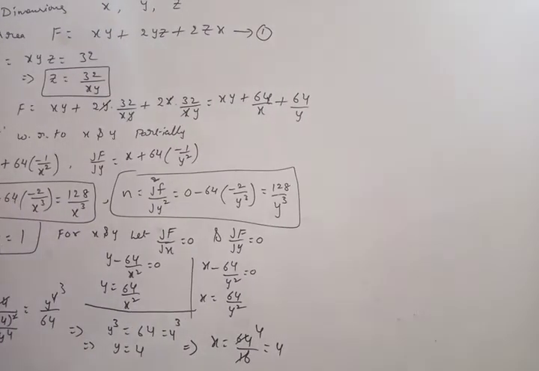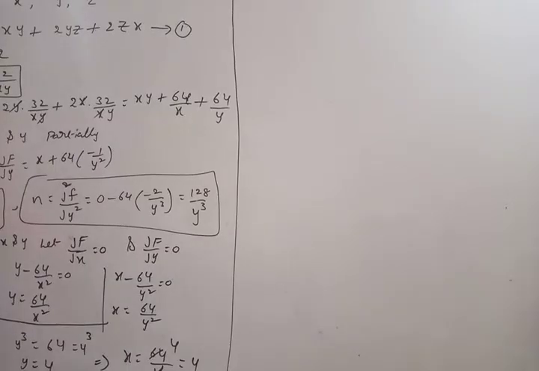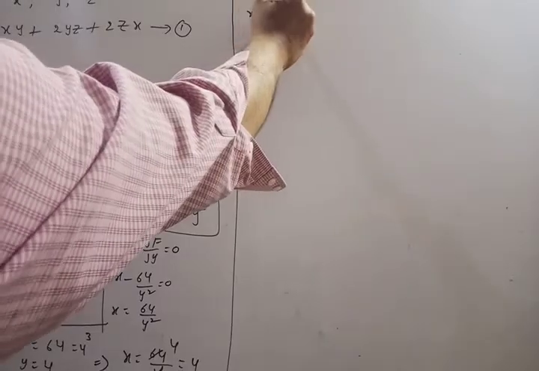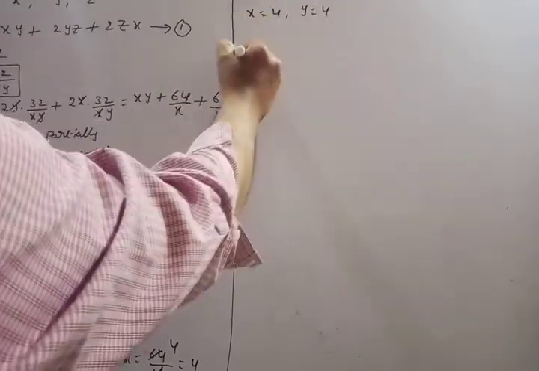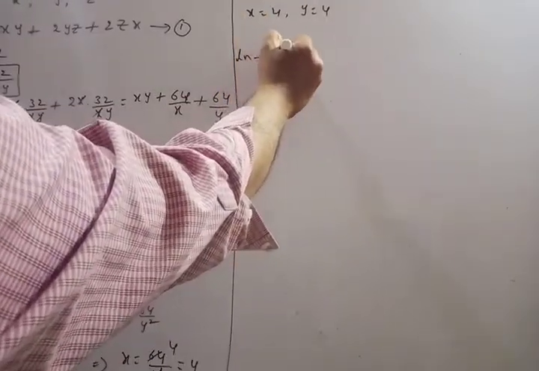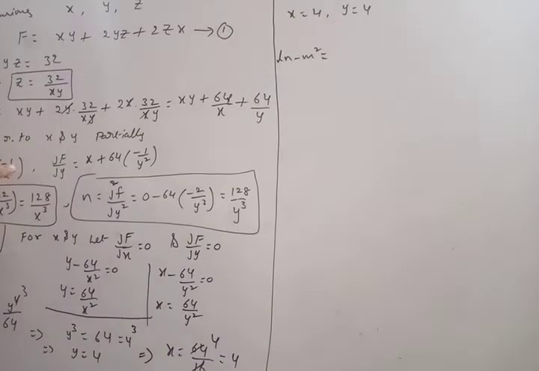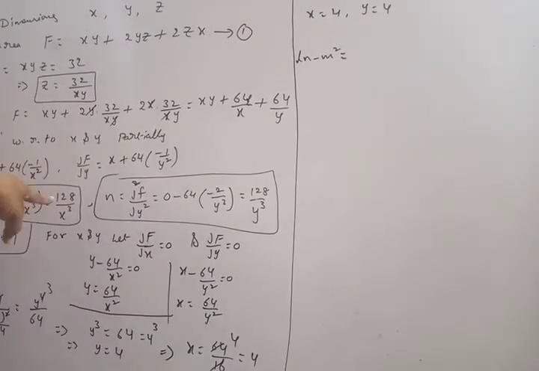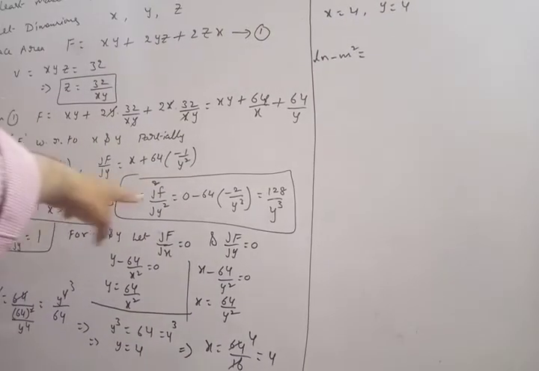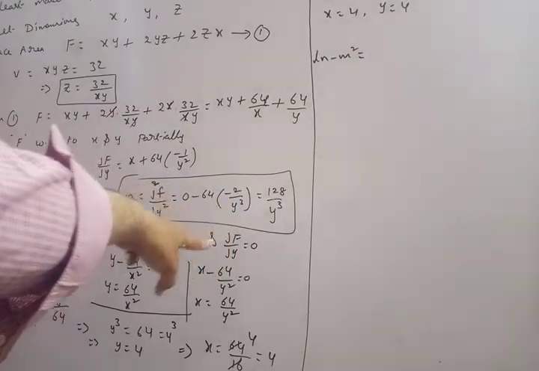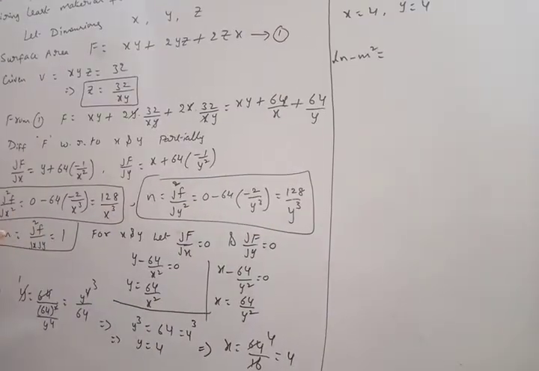We have to find LN minus M square. Therefore, x is equal to 4 and y is equal to 4. So LN minus M square. What is the L value I got? I got L as 128 by x cube, and N I got as 128 by y cube, and M I got as 1, right?